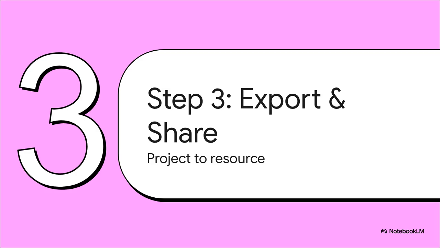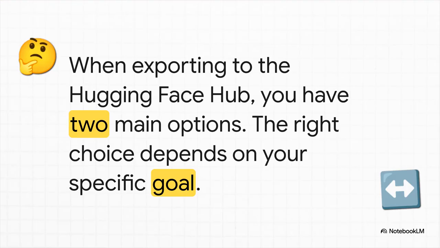All right, you've accessed your data, you've filtered it for quality, now what? Now we get to the final and I think most impactful step, sharing your work. This is how you take a private project and turn it into a valuable resource for the whole community by exporting it to the Hugging Face Hub. Now, when you're exporting to the hub, you've basically got 2 main options, and the one you choose really depends on a pretty simple question. Are you sharing a finished product for others to use, or are you sharing a work in progress for other people to collaborate on with you?